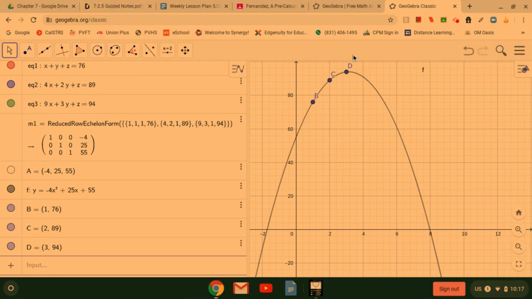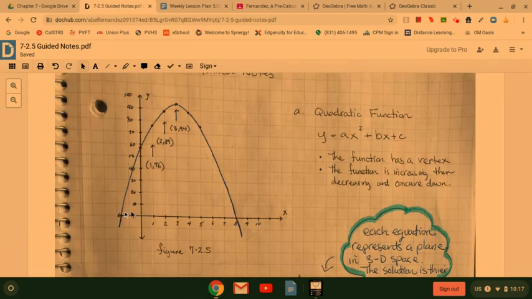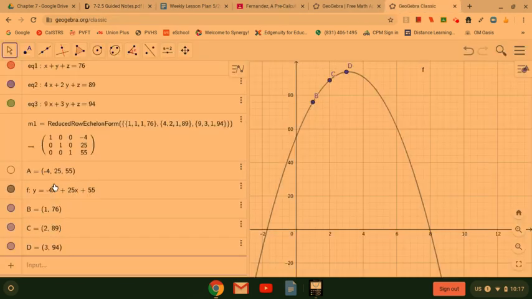Let's see. Our vertex is about 55, right? We could probably say it's about 55, 8, and almost -2. Okay, so 8, almost -2, 55, vertex is 394. It looks pretty good. Okay, so there's the answer. I didn't write it on the guided notes. Can you please add that to your notes?